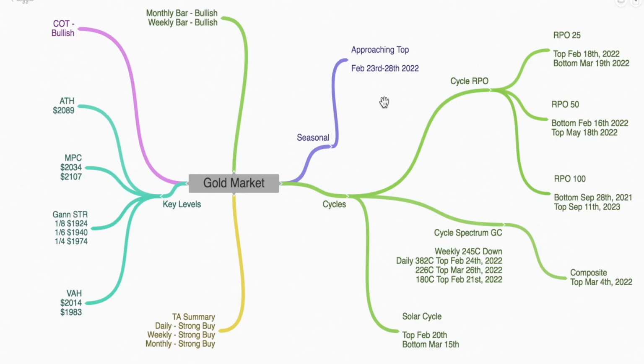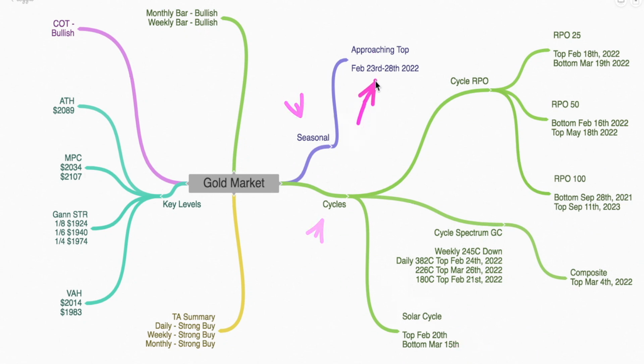So to wrap it up, as you can see, we went over the cycle spectrum right there. And this is a composite. So these are dates I have on my radar. We went through the cycle RPO. So this was the short time frame, mid time frame, and big time frame. And those are dates I'll be watching in regards to the cycle, which is this one. So they're branching out. This is the solar cycle that I mentioned on the master chart. It topped out on the 20th, and it bottoms out on the 15th. So that covers the cycles and the seasonality.